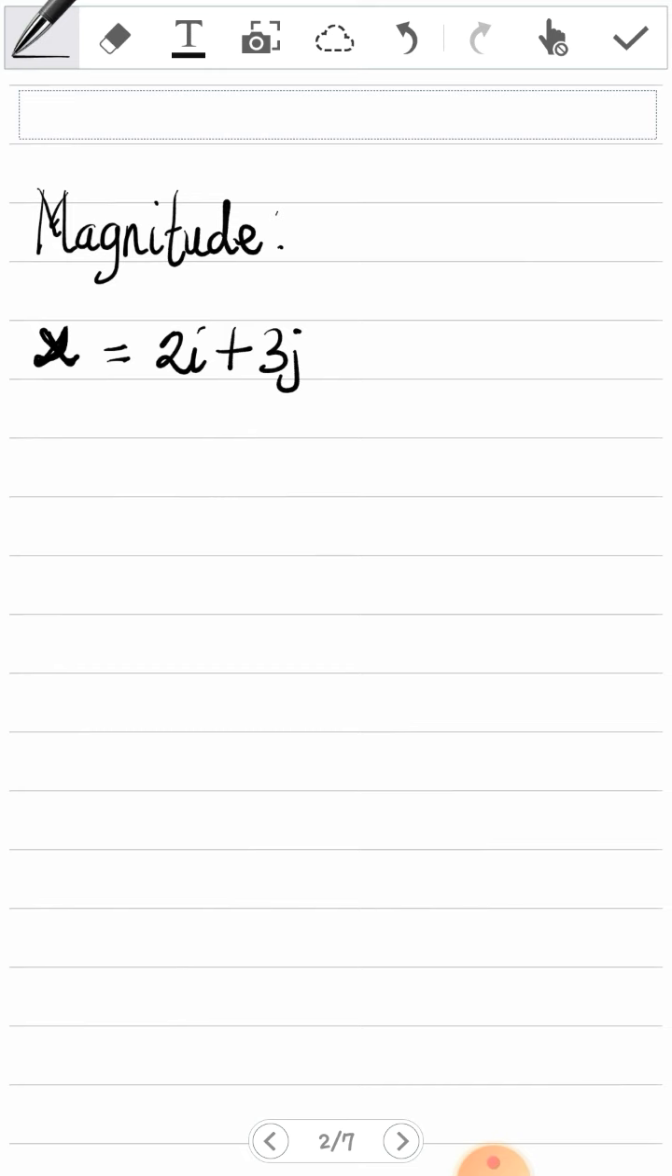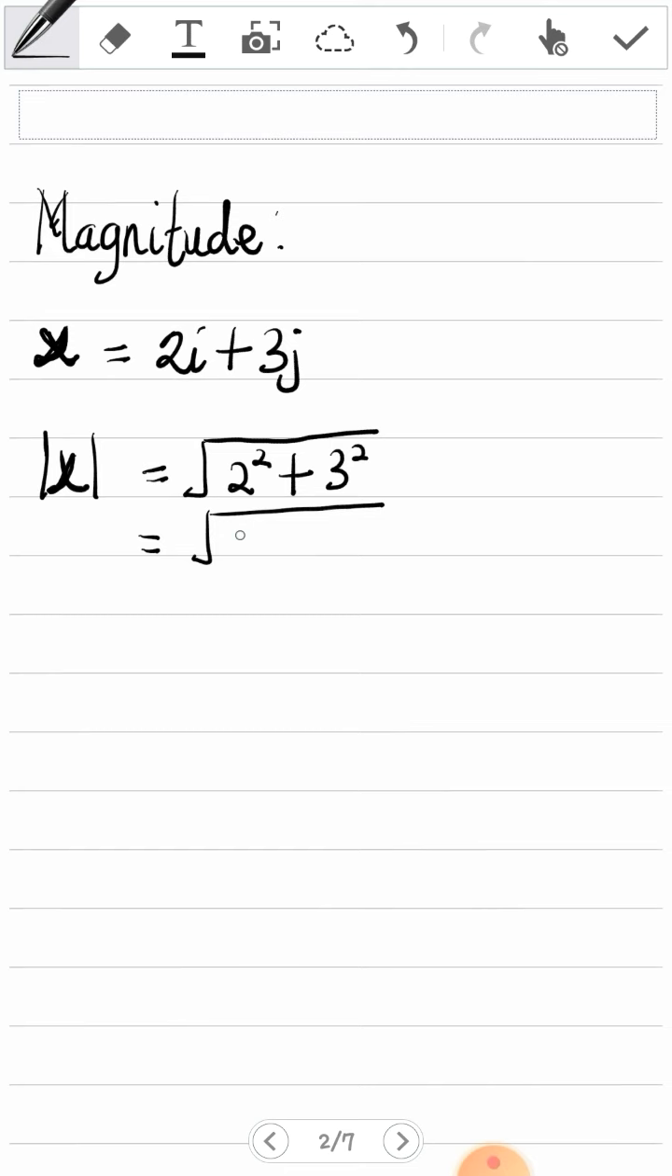Alright, so x is 2i plus 3j. If you are told to find the magnitude, this is equal to the root of the x component squared plus the y component squared. So here we are going to get the root of 4 plus 9, which is root of 13.